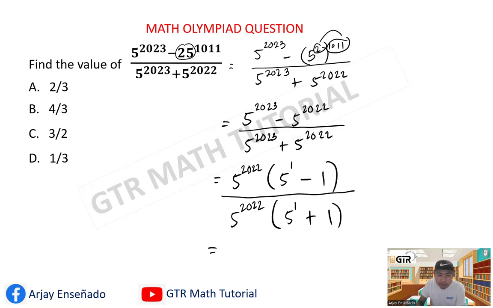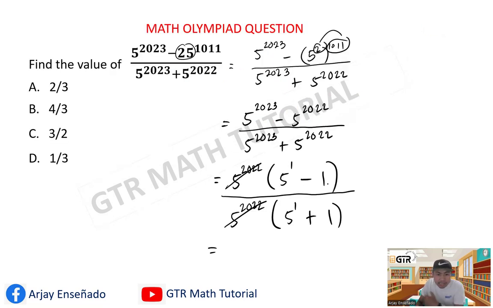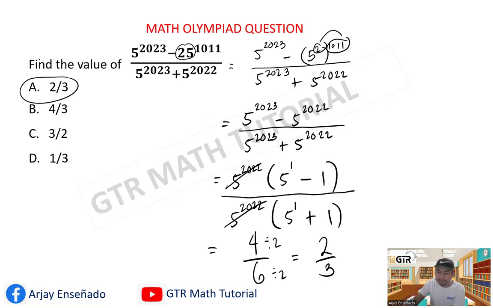We can cancel out the 5 raised to 2022. Both the numerator and denominator have 5 raised to 2022. And then just simplify this. 5 to the first power is 5, minus 1, we have 4. And then 5 plus 1, we have 6. Reduce to lowest terms, we can divide both by 2. Therefore, the final answer is 2 over 3, which is letter A.